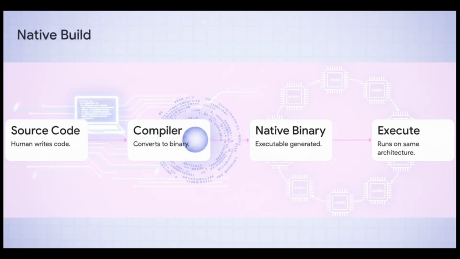Which brings us to our first major concept, the native build environment. This is the direct approach, and it's probably how you first learned to program on your personal laptop. In a native build, the machine compiling the software and the machine running the software are the exact same architecture. You write your code on your AMD64 laptop, you compile it, you get an AMD64 binary out, and boom, you run it right there. It's this beautifully simple, closed loop.